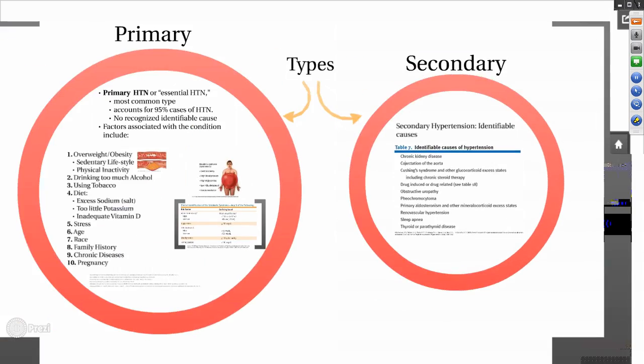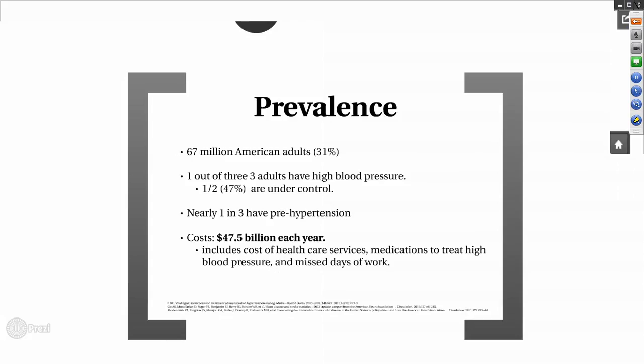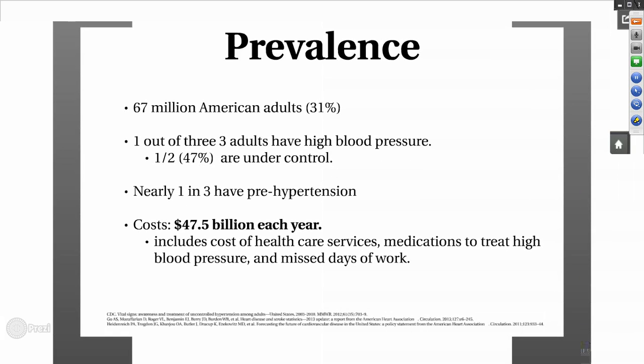So let's move right along. What's the prevalence? Well, 1 in every 3 adults has high blood pressure. That's about 67 million Americans. And only about half of those who have high blood pressure have their blood pressure under control.